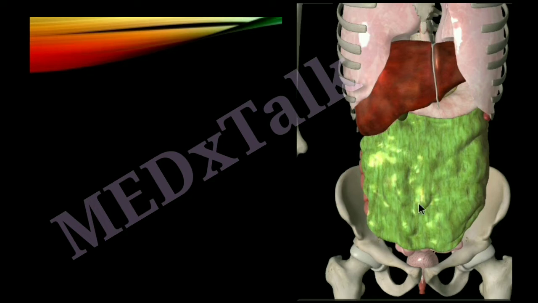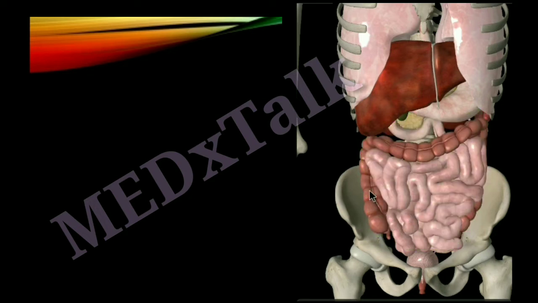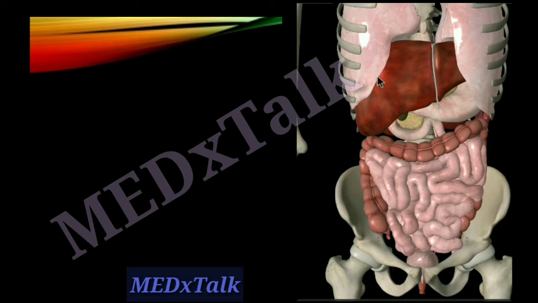It is the greater omentum. It is the large intestine and it is the small intestine. It is the duodenum. It is the stomach. It is the lungs. So now we can remove all the things and discuss the anatomy of the liver.